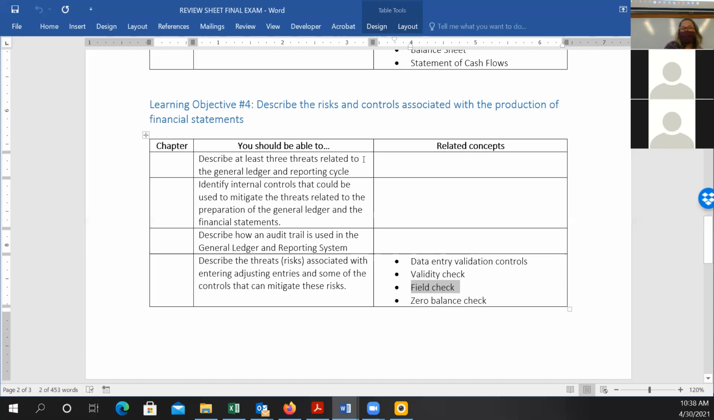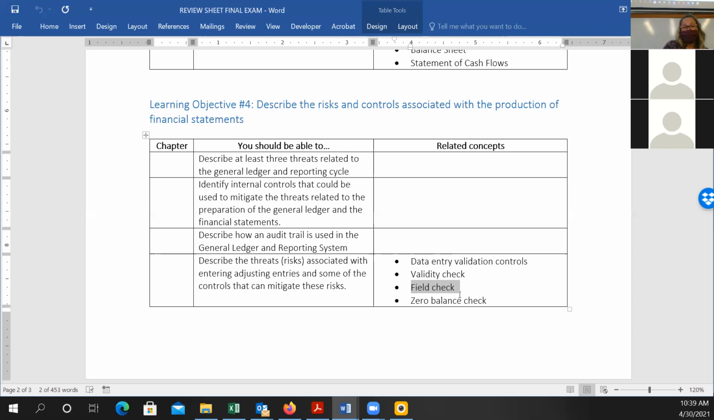What else? What's another? The big three threats are wrong amount, wrong person, and I forget what. You're really looking at it from the whole cycle, so general ledger and reporting. So you talk about wrong amount into the general ledger, wrong amount posted into the financial statement, wrong person doing the job on the general ledger, wrong person entering the reporting cycle.